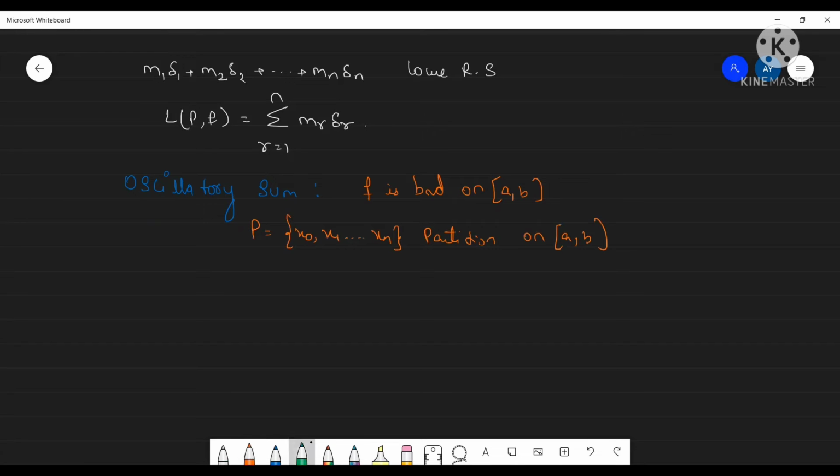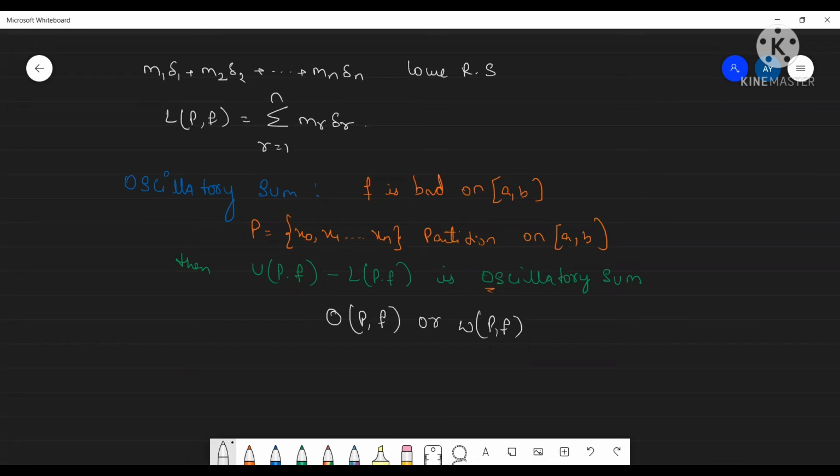Then now comes the important line: U(P,f) minus L(P,f) is the oscillatory sum. And then how is this denoted? Oscillatory starts with O, so remember it like that. It is denoted as O of P comma f or omega of P comma f. Okay, it is denoted like this.